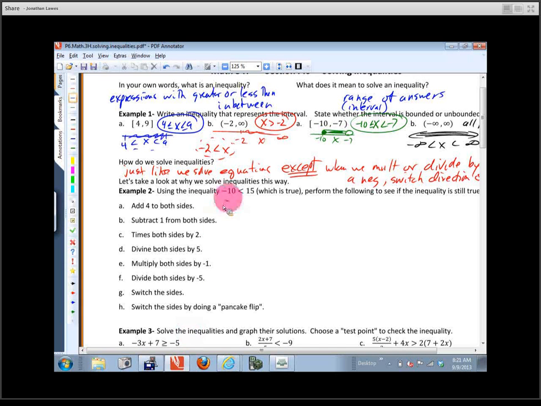So for instance, what if I add 4 to both sides? This would be -6 and this side would be 19. -6 is still less than 19, so it would stay the same direction.